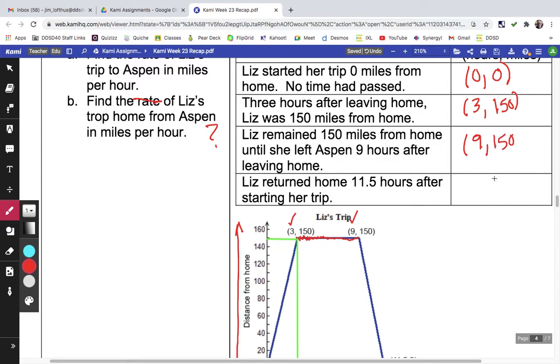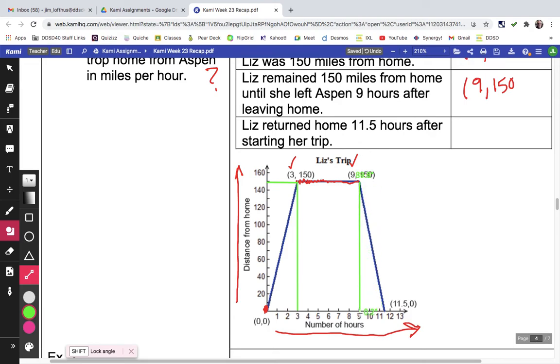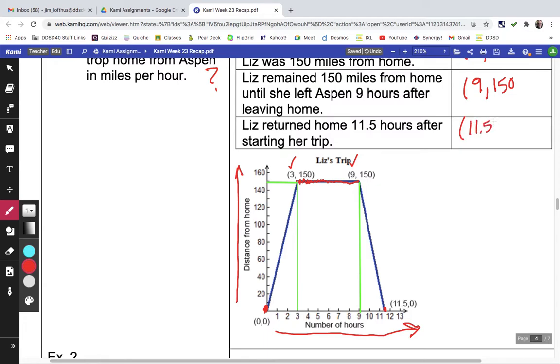Then she started moving again. And so her return trip took a total of 2.5 hours. And we know that because it started down here at 9 and it finished right here at 11.5. So the finishing coordinate was hour 11.5 and 0 miles from home.